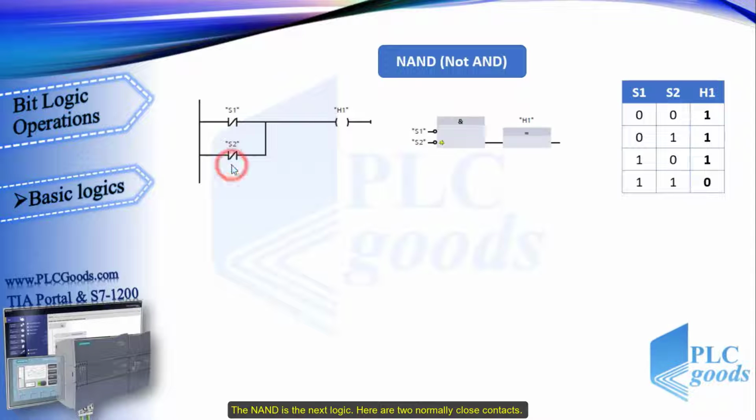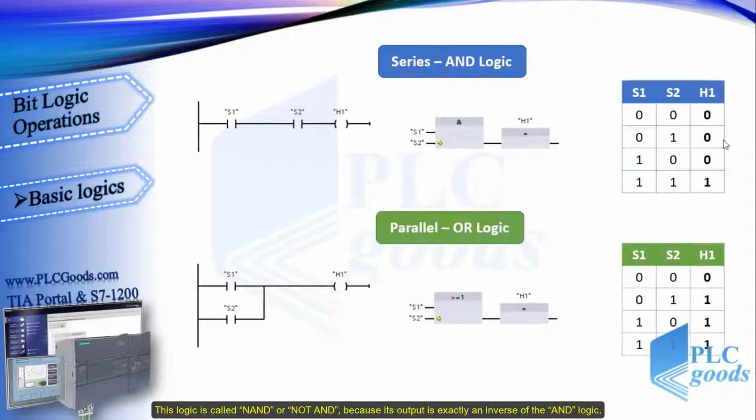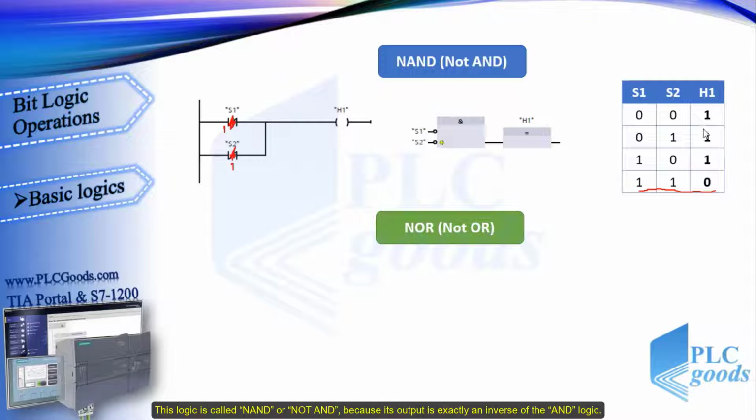The NAND is the next logic. Here are 2 normally closed contacts. In this logic, when both contactors are changed to open, the output will be a 0 or off. This logic is called NAND or not AND because its output is exactly an inverse of the AND logic.